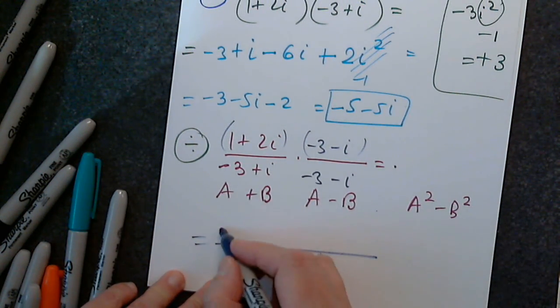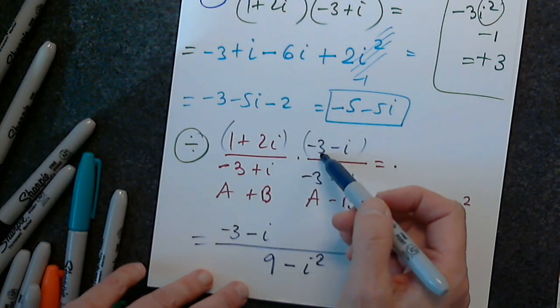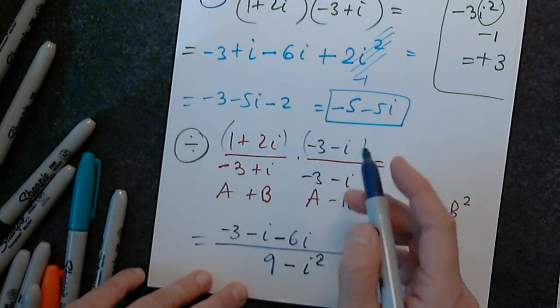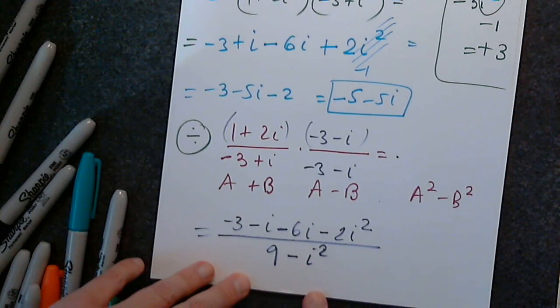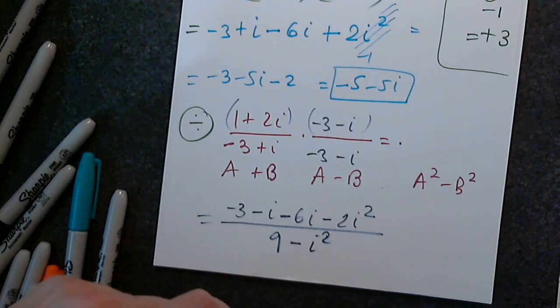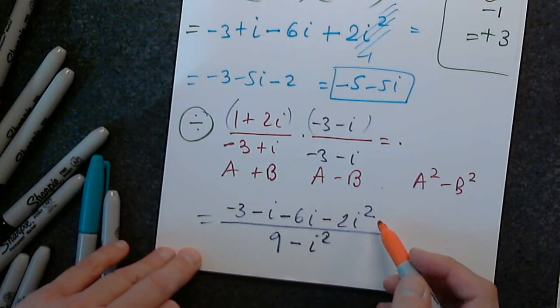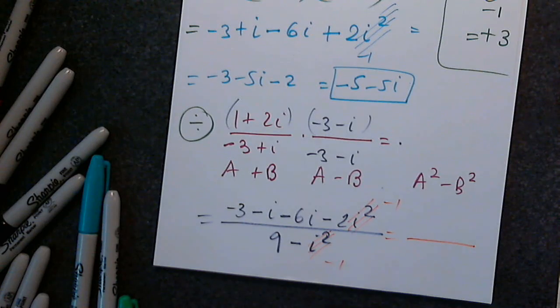So 1 times negative 3 is negative 3. 1 times negative i is negative i. 2i times negative 3 is negative 6i. And this times this is negative 2i squared. What do we replace i squared by again? This is negative 1, and this is negative 1. Let's go back to the denominator first. How much is 9 opposite negative 1? Indeed. Great job.